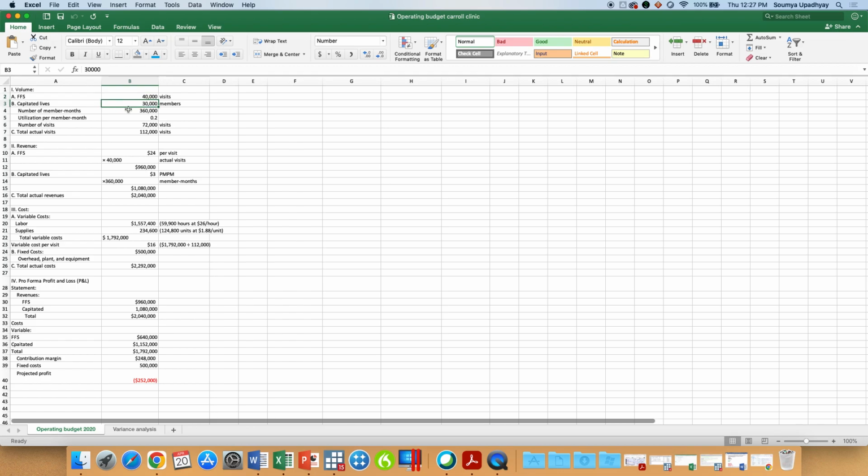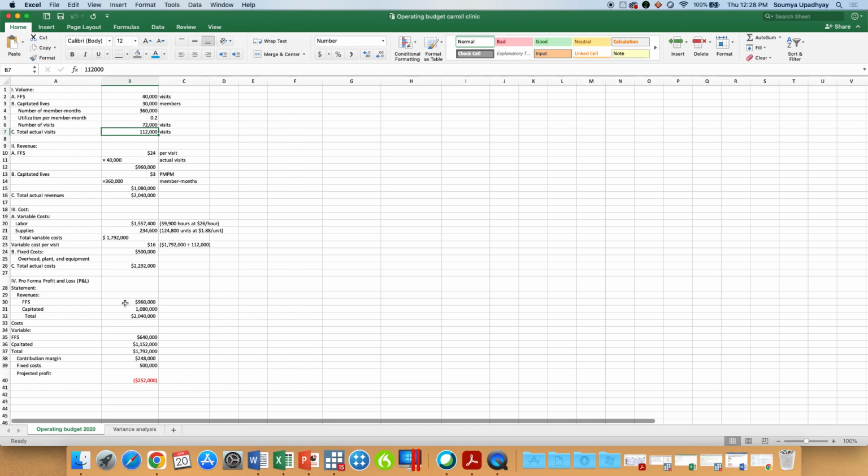So the number of member months is 360,000 and the utilization per member month is 0.2, and the number of visits is 72,000 visits. So the total actual visits is a summation of FFS and the number of visits, so that gives us 112,000 visits.